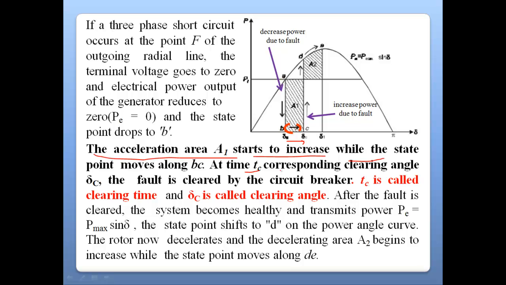Now how much time is required to recover the critical angle, or how much time is required to clear the fault from a synchronous machine, that duration of time is known as the critical clearing time. And the angle at which the fault is cleared during that time is basically known as the critical clearing angle. Now these two parameters are basically the main analysis of the equal area criteria curve, right?